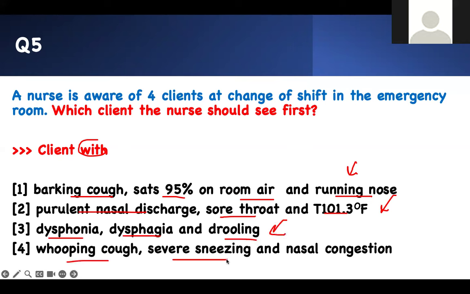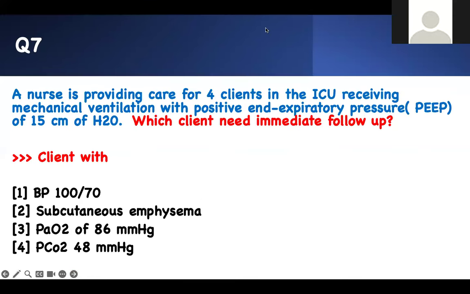Whooping cough, severe sneezing, and nasal congestion. What do you think it is? Pertussis, croup, that's a sore throat, and epiglottitis. Which one is more dangerous? Epiglottitis. It comes with the buzzword. Number 3 is your right answer. And this is providing care for 4 clients in the ICU receiving mechanical ventilation with positive end-expiratory pressure of 15, right?